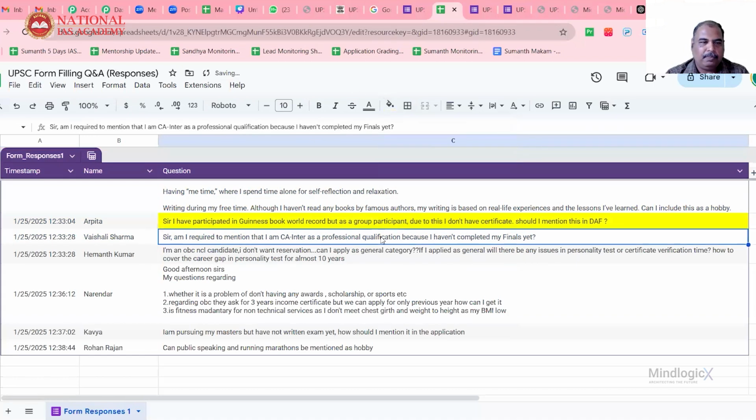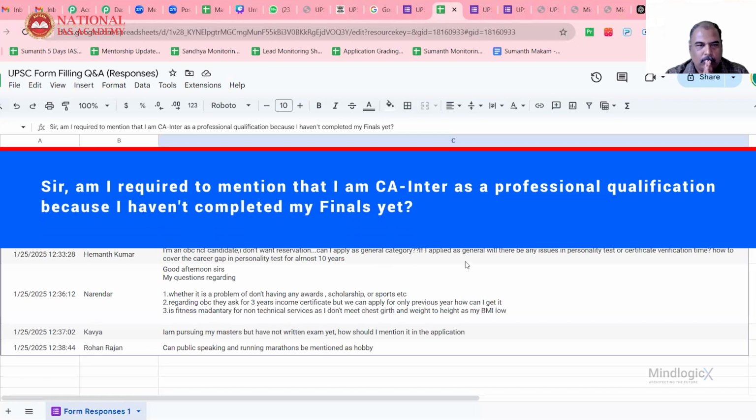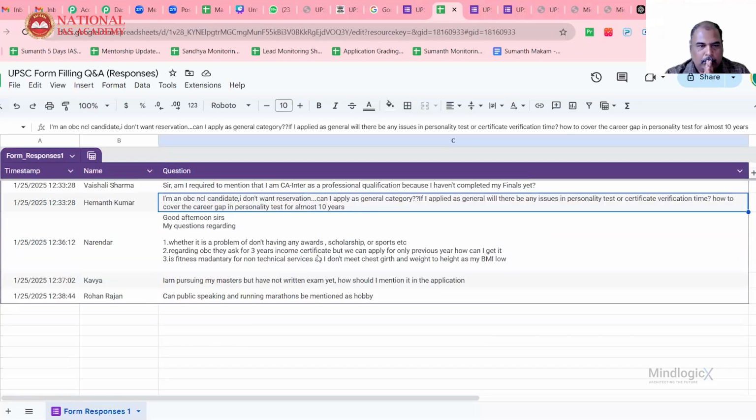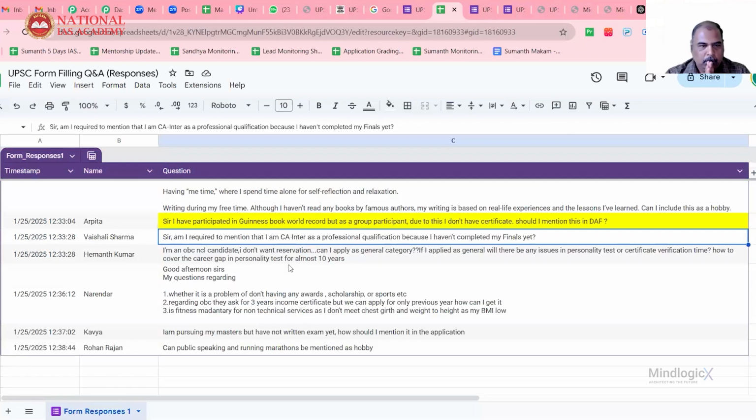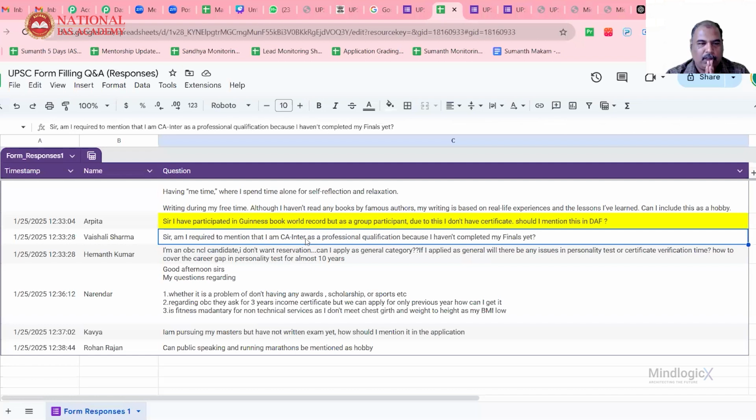And Vaishali, to answer your question, she's asking, am I required to mention that I'm CA Inter, because I've not completed CA final yet? You have to mention it as CA Inter. Is there anything to add there from your front? Yes, of course. But whether you will be completing before mains in August is a question. If so, you are eligible. Otherwise, it won't be eligible.